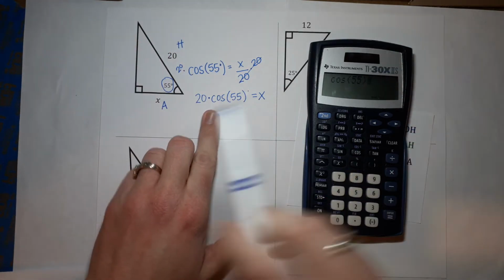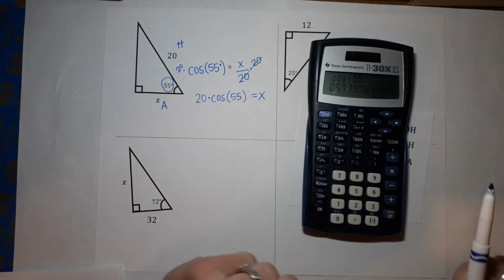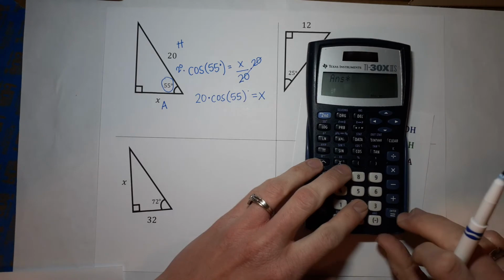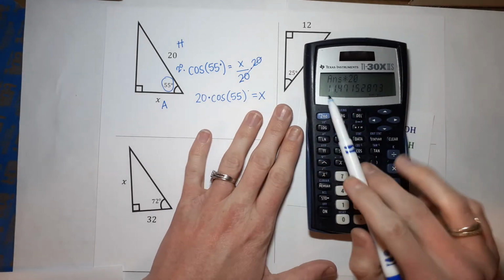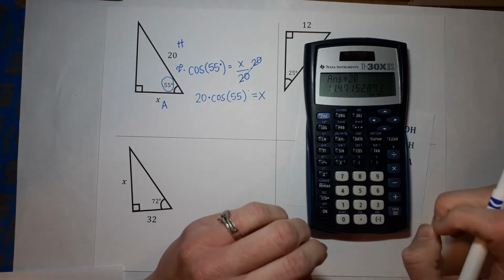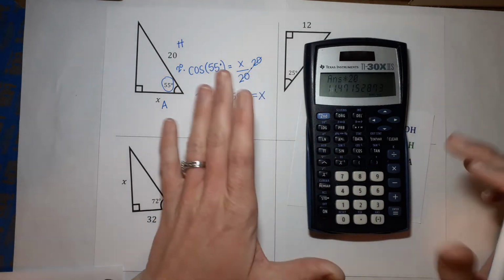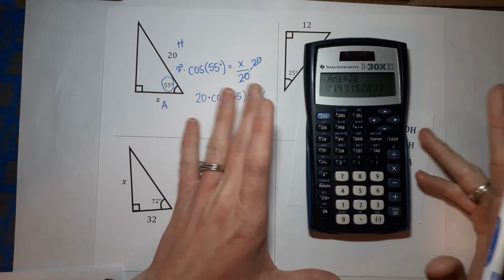So here we go, 20 times the cosine of 55. So I type in the cosine of 55, and then I multiply it by 20. And I get a not so pretty decimal. Your teacher will probably tell you what decimal place to round to. I'm just going to say the hundredths. It's kind of a regular one.